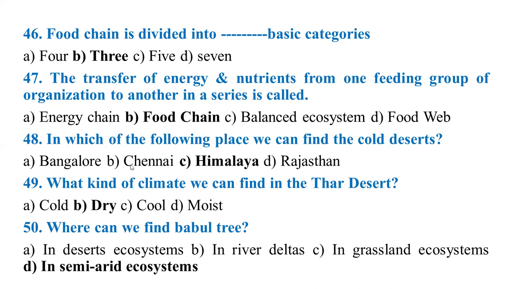In which of the following places can we find the whole desert? Actually, Himalaya. That is the right answer. What kind of climate can we find in Thar Desert? It's a dry climate, of course. The Thar Desert is located in Rajasthan. Where can we find babul tree? Babul trees are available in semi-arid ecosystems. Please make a note of this particular point.